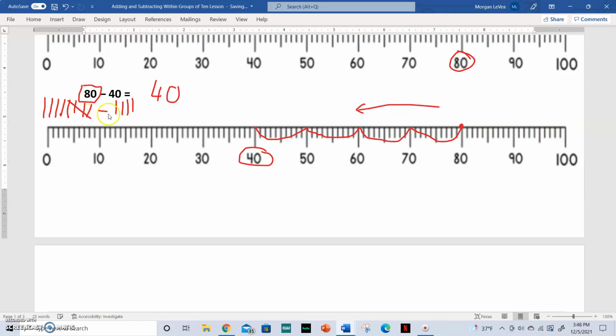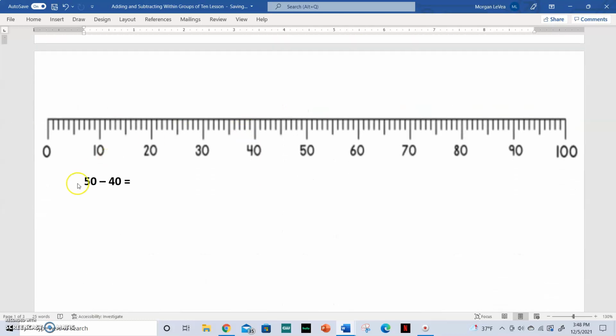Let's get rid of 4 of these, and we'll get rid of 4 of these, so they cross each other out. What do we have left? We have 4 groups of 10, which would be 40. So that's correct. Let's do one more problem like that.